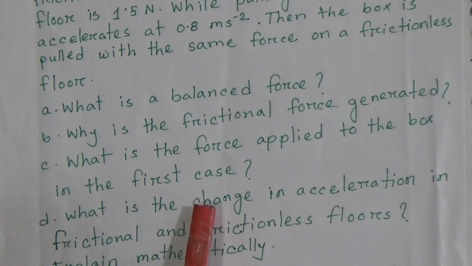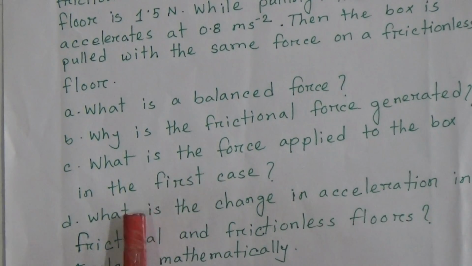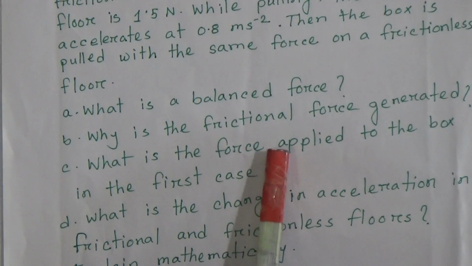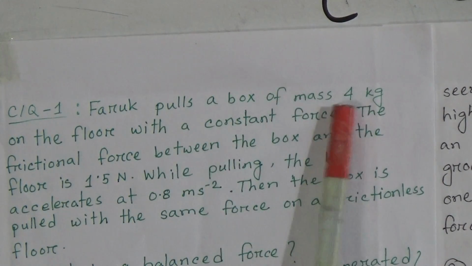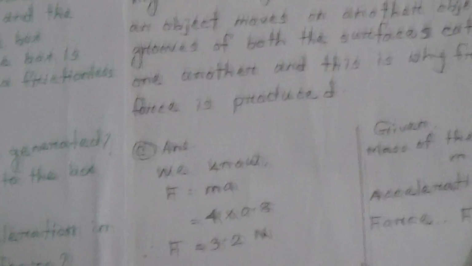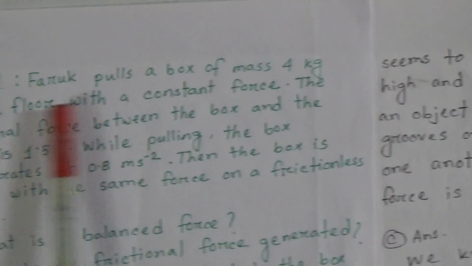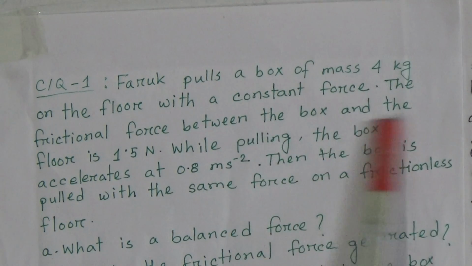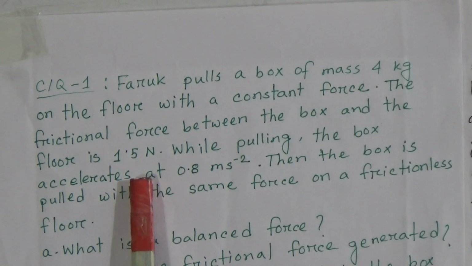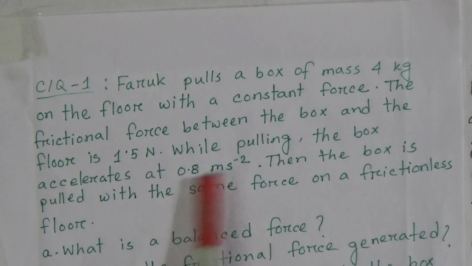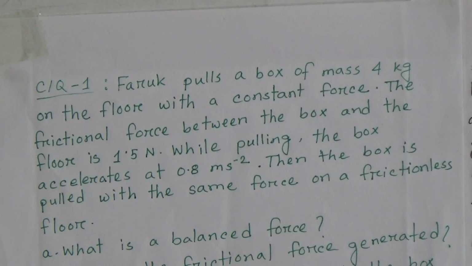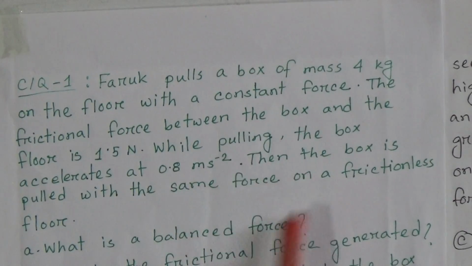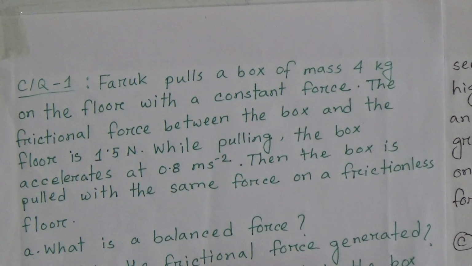Now come to question number C. What is the force applied to the box in the first case? My dear students, now come to the stem again. Here given, Farooq pulls a box of mass 4 kg. That means the mass of the box is 4 kg. The frictional force between the box and the floor is 1.5 Newton. Here also given, while pulling, the box accelerates at 0.8 meter per second square. That means acceleration a is 0.8 meter per second square, and we have to find out the force applied to the box in the first case.